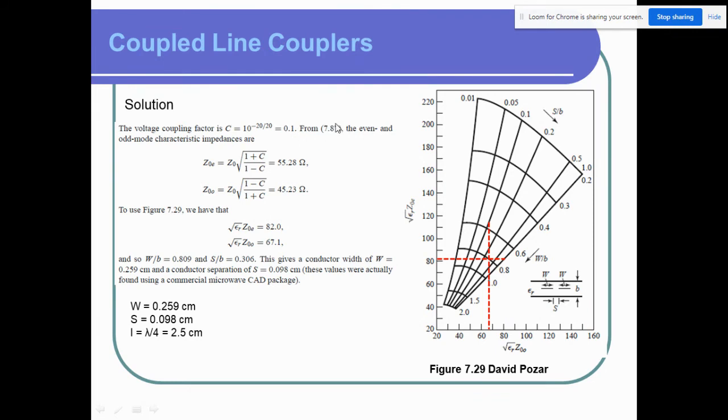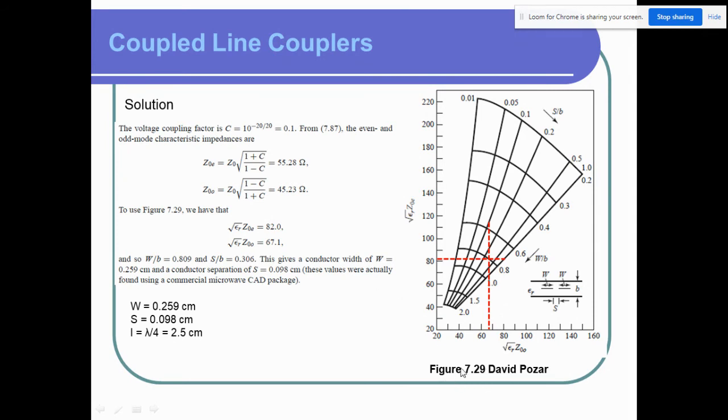7.87, you'll find these two equations in the David Pozar book, chapter 7. The even and odd mode characteristic impedance we need to find out. So for even mode we put C here, the values here, and then we get 55.28 ohm. And then we find the odd mode impedance, which is 45.23 ohm.